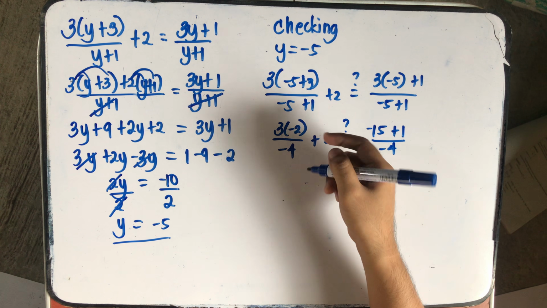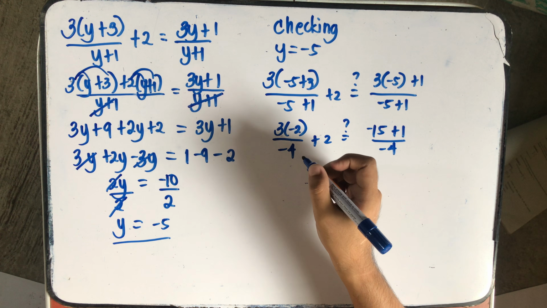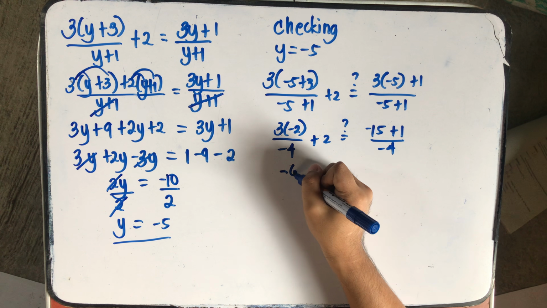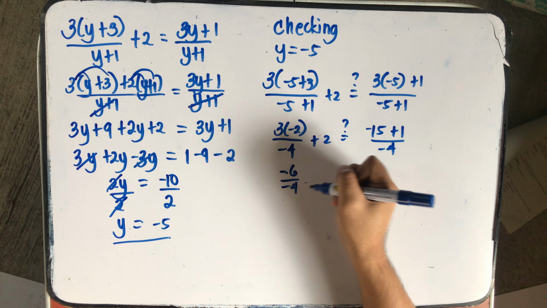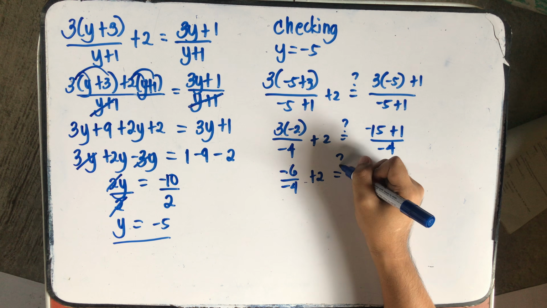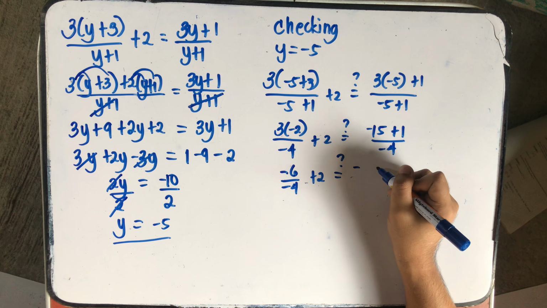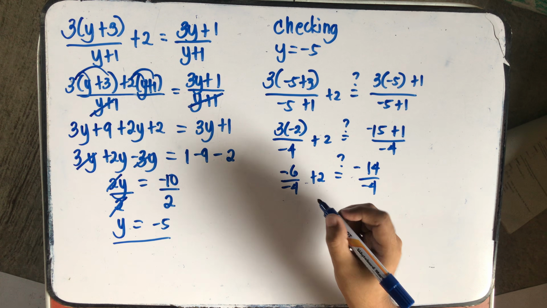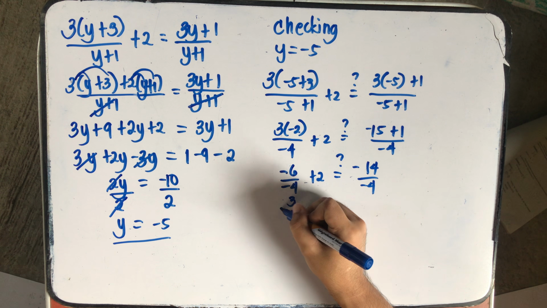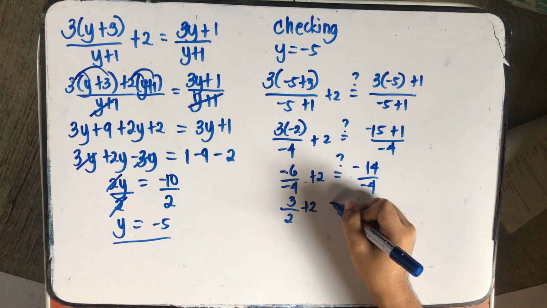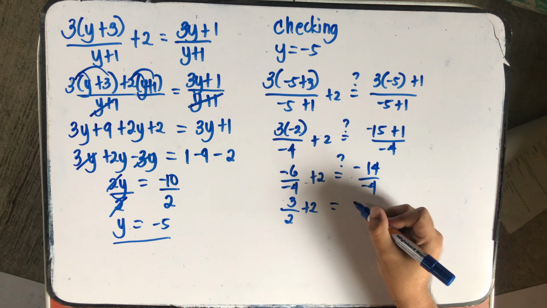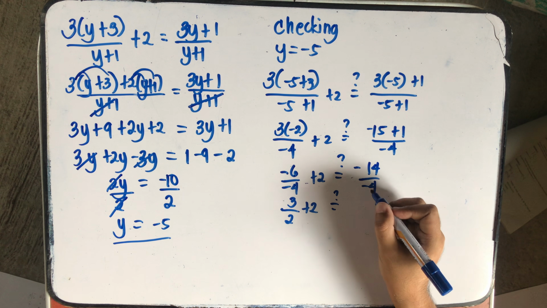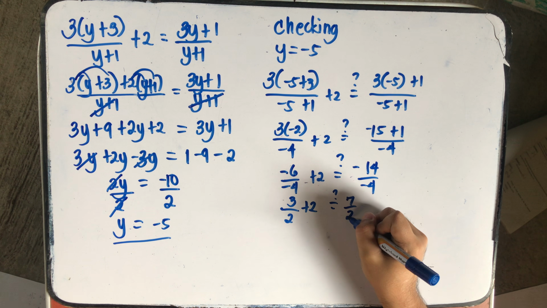So, positive 3 times negative 2 over negative 4, that becomes now negative 6 over negative 4 plus 2. Is it equal to negative 14 over negative 4? Negative 6 over negative 4 is just equal to positive 3 over 2 plus 2. And this is also equal to negative 14 over negative 4. Lowest term is positive 7 over 2.